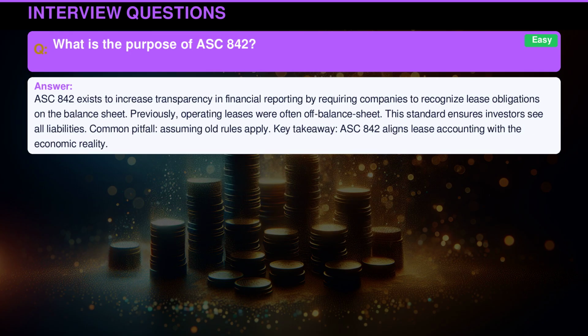ASC 842 exists to increase transparency in financial reporting by requiring companies to recognize lease obligations on the balance sheet. Previously, operating leases were often off-balance sheet. This standard ensures investors see all liabilities. Common pitfall: assuming old rules apply. Key takeaway: ASC 842 aligns lease accounting with the economic reality.